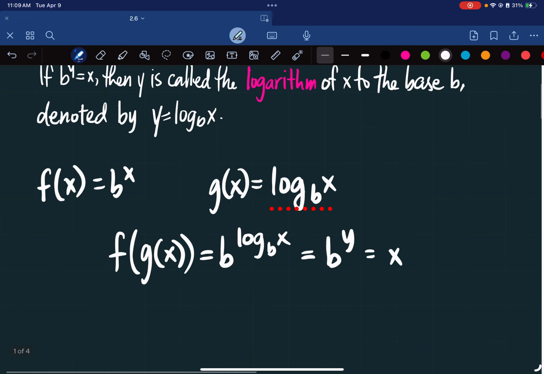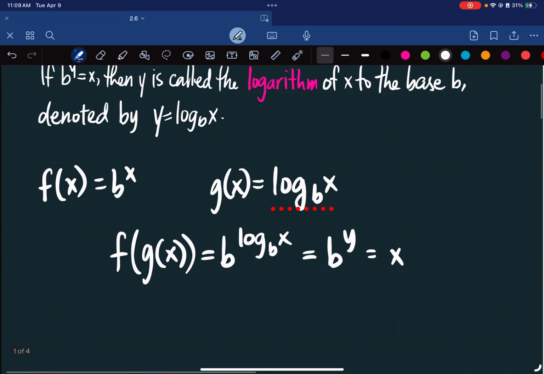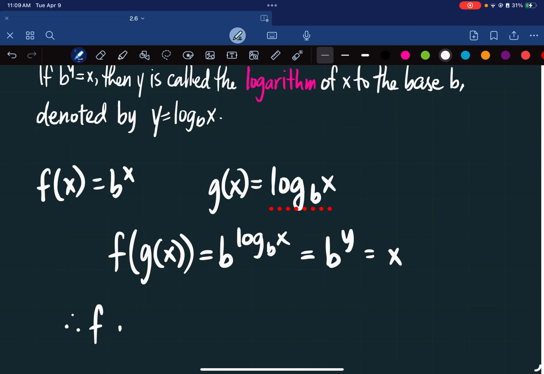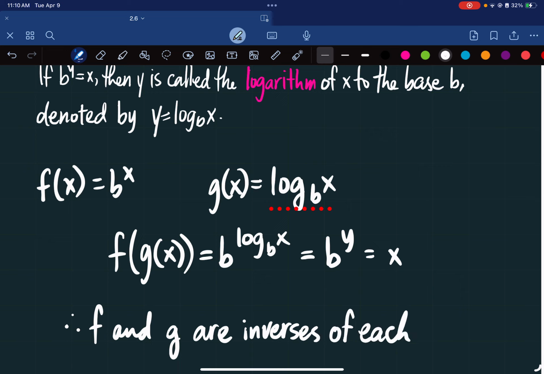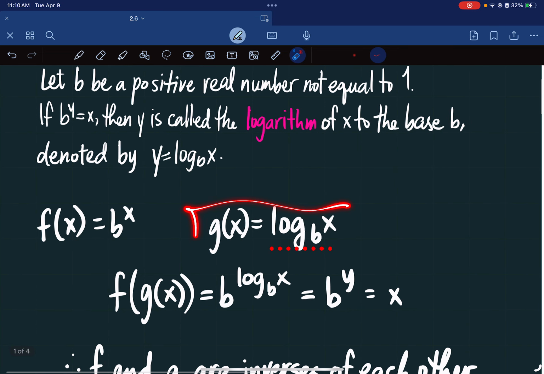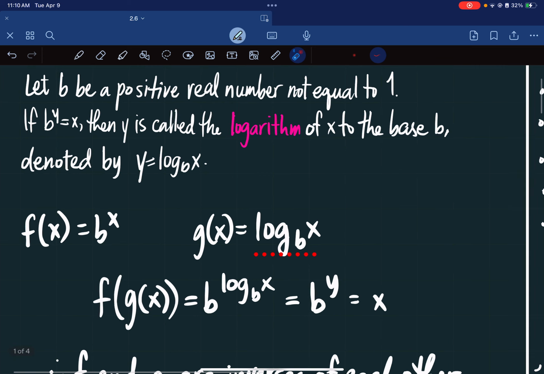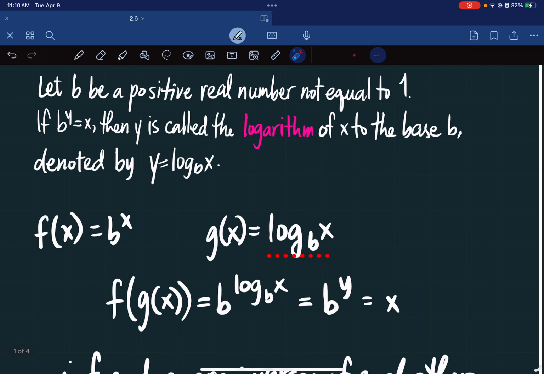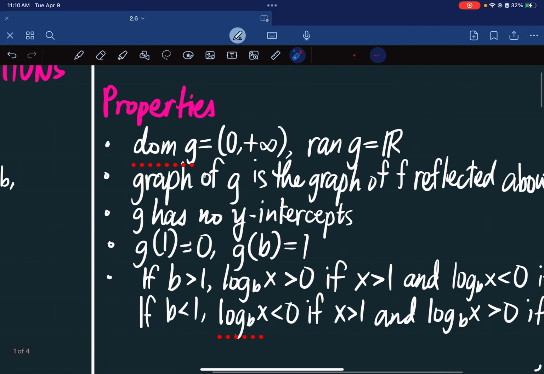And based on our discussions last month, this means that f and g are inverses of each other. So the inverse of your exponential function is actually this logarithmic function right here. And therefore, we have the following properties, the properties which arise from the logarithm being the inverse of your exponential function.